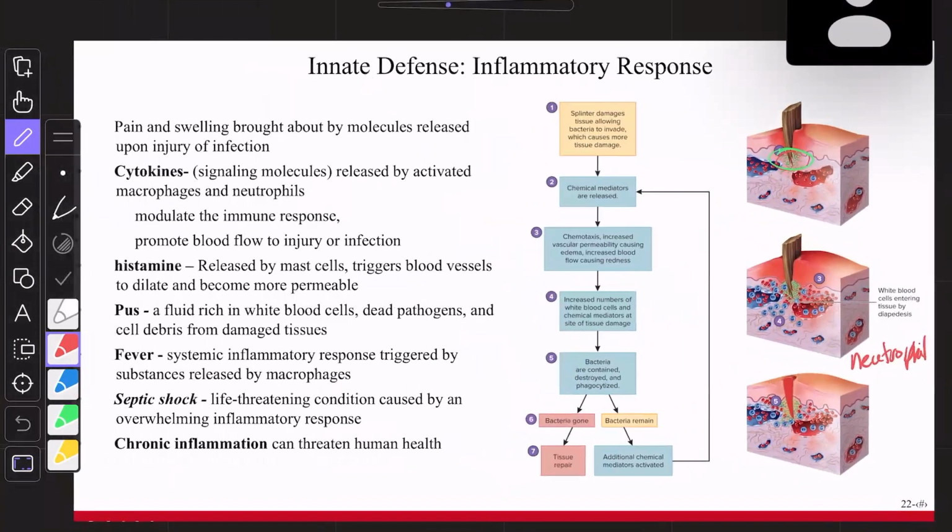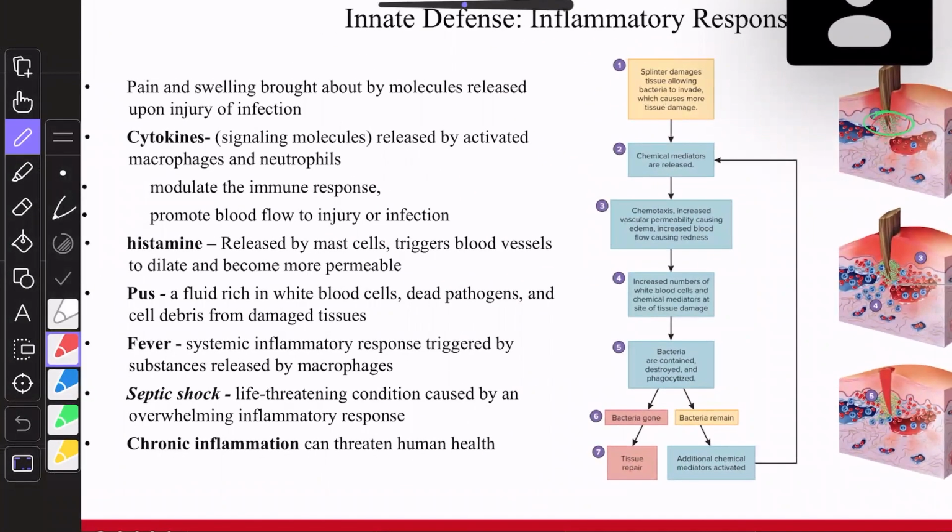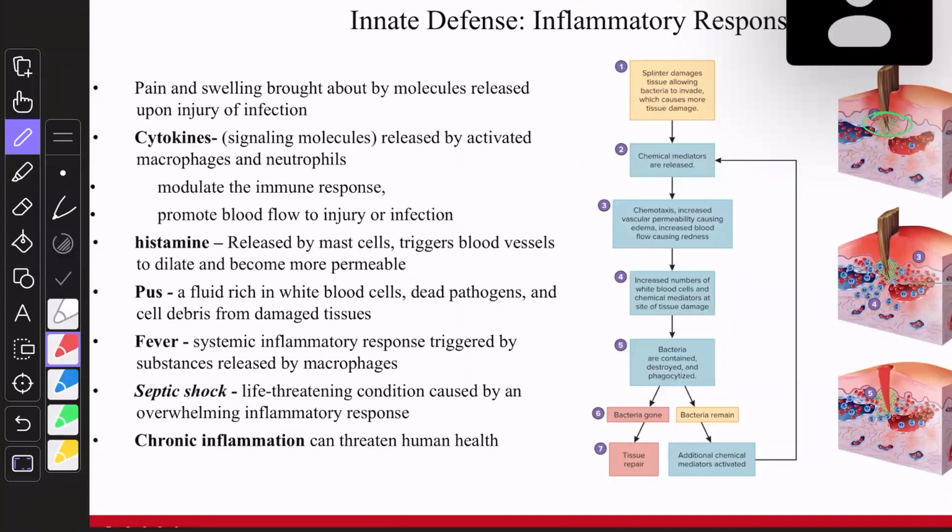No? Okay. A couple of things I want to point out. When all of those dead pathogens happen, y'all ever notice that when you get a splinter, sometimes you'll get like a white pus underneath the skin? That is the dead pathogens and debris from the dead tissues that's been left behind after the neutrophils have eaten everything. That's what that is. White blood cells, dead pathogens, cell debris, all of that stuff is what makes that pus that gets left behind.